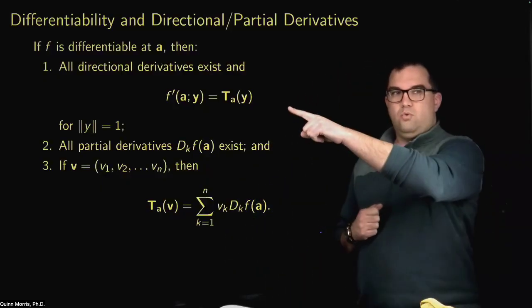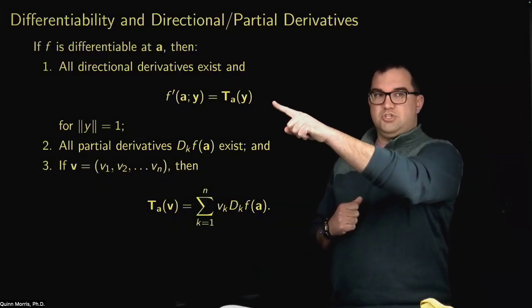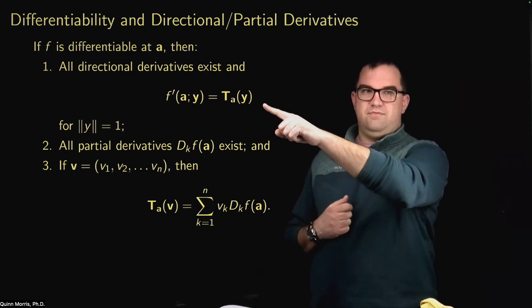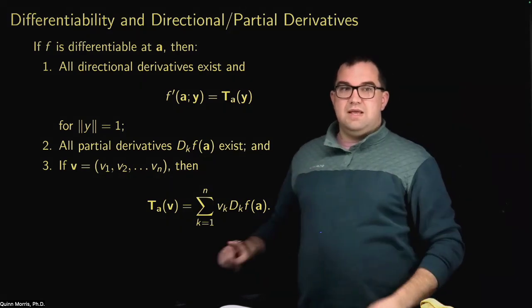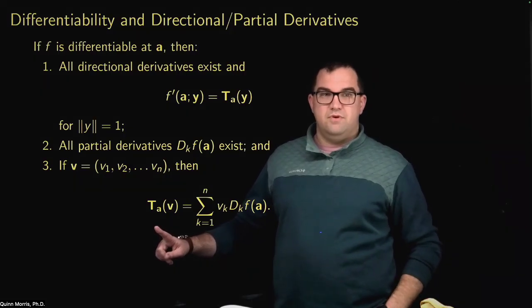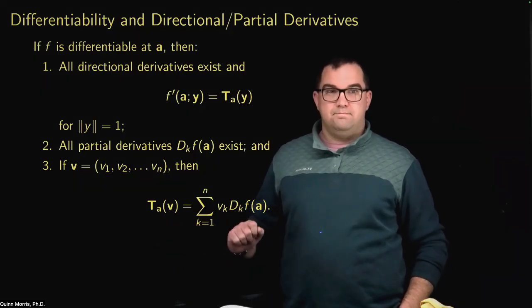Now, again, what this gives us is a relationship between directional derivatives and partial derivatives, because they're just a special kind of directional derivative, and the total derivative. And it also gives us a formula for evaluating the total derivative at a particular point. All right.